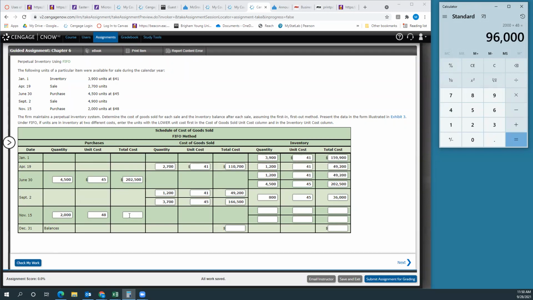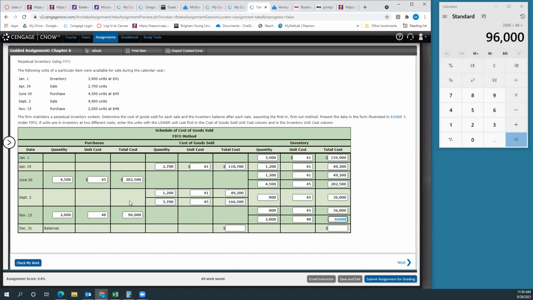That's $96,000. Probably could have done that in my head. Sometimes you just get used to doing it on the calculator. So now our inventory after that purchase will still have the 800 units that cost 45, and the 2,000 units that we just purchased that cost 48.